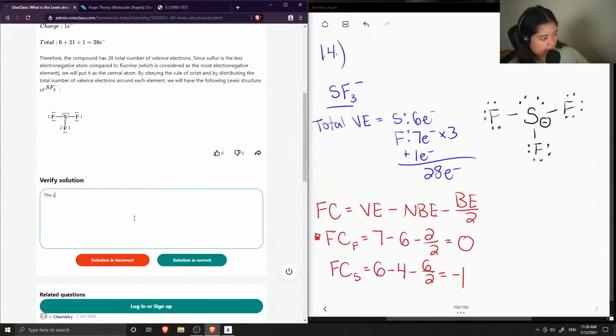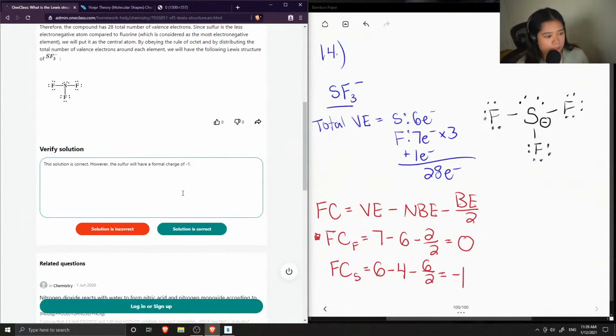Okay, so this solution is correct. And I'll also just note that, however, the sulfur will have a formal charge of -1. So it's not shown in the diagram, but I'll still say that this solution is correct and just add my little note.